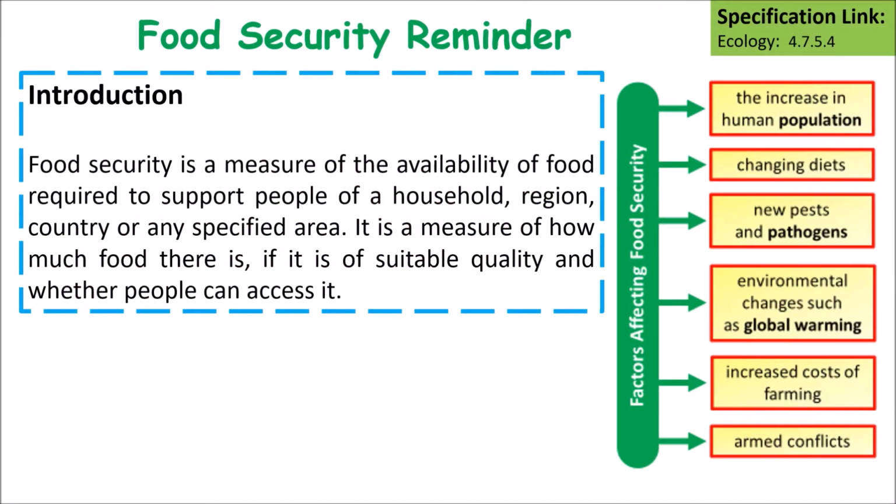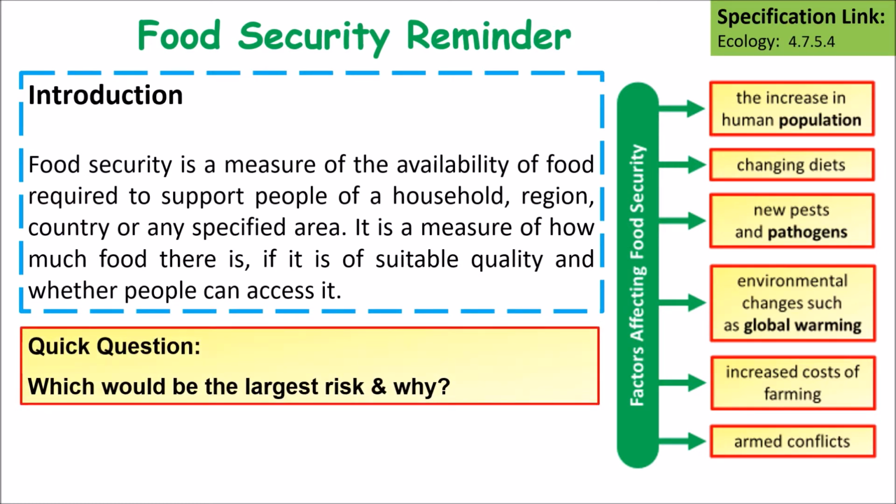So, just as a bit of a reminder, food security is a measure of the availability of food required to support people or a household, region, country, or a specific area. It is a measure of how much food is produced and if it's a suitable quantity for people to access and eat. The largest risks would be human population increasing, new pathogens or pests that killed lots of crops, or increased global warming, which would change different environments and have an effect on what crops could be grown.